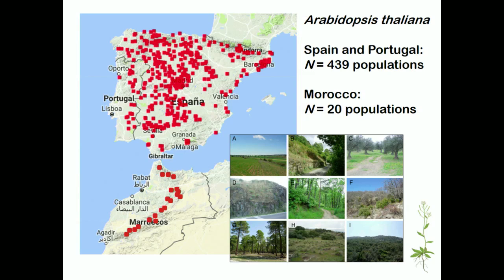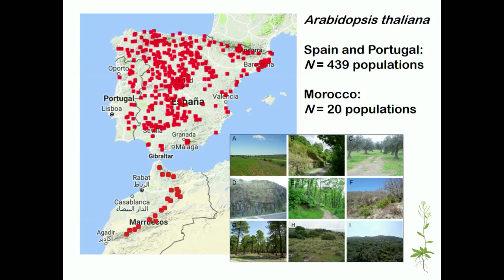So what do we do to work with and to study adaptive variation in life cycle phenology? Since the early 2000s, we have been collecting seed from natural populations in the southwestern Mediterranean basin, which is one of the hotspots of genetic diversity for the species. So to date, we have more than 450 populations, and every year we add new populations to the collection.